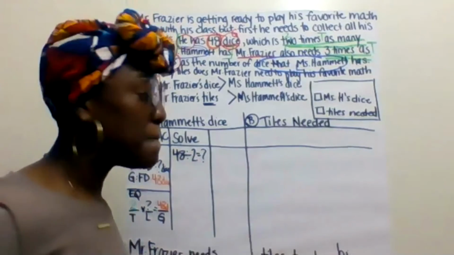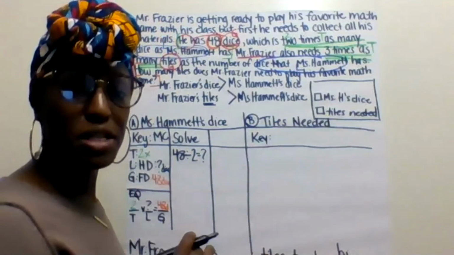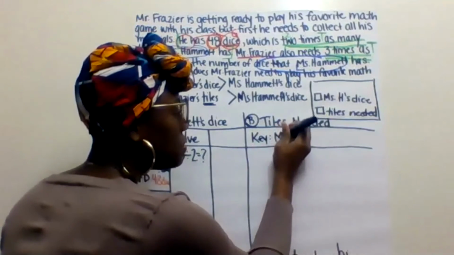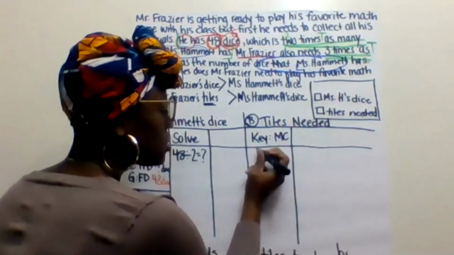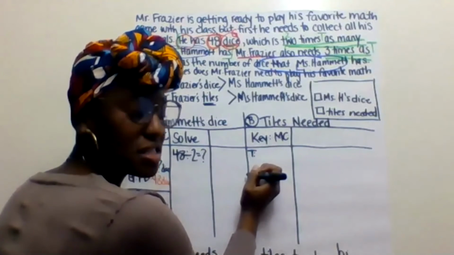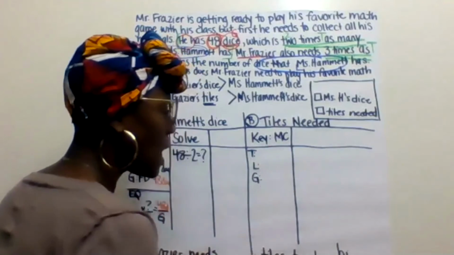Now let's move over to step B. So let's go ahead and write our key. What relationship did we see between our knowns and unknowns for step B? Yes, again, we're talking about multiplicative comparison. So our parts of our key, talk to me. T, yes. What's next? L, yes. What's next? G, beautiful job.